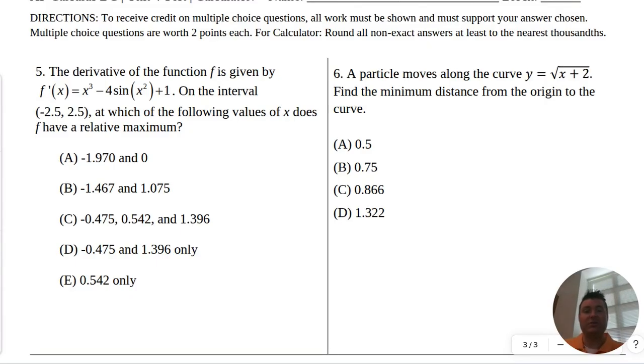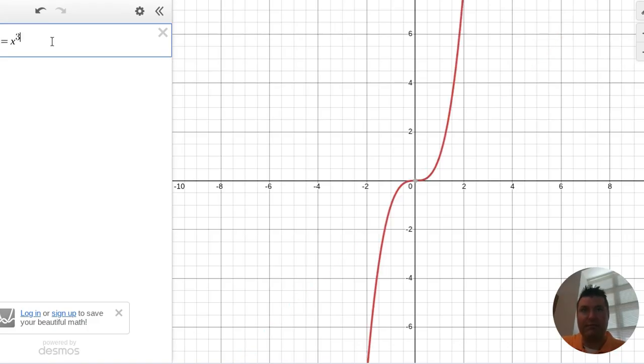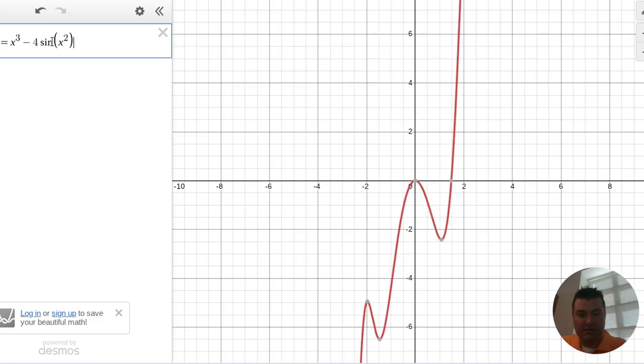So what we're going to do here is go to the calculator. I'm going to go to Desmos just because it's easier to show on this. I'm going to type in my f of x. I can't type in f prime of x, but I can type in the function and go from there. And this is all typed in right about now.